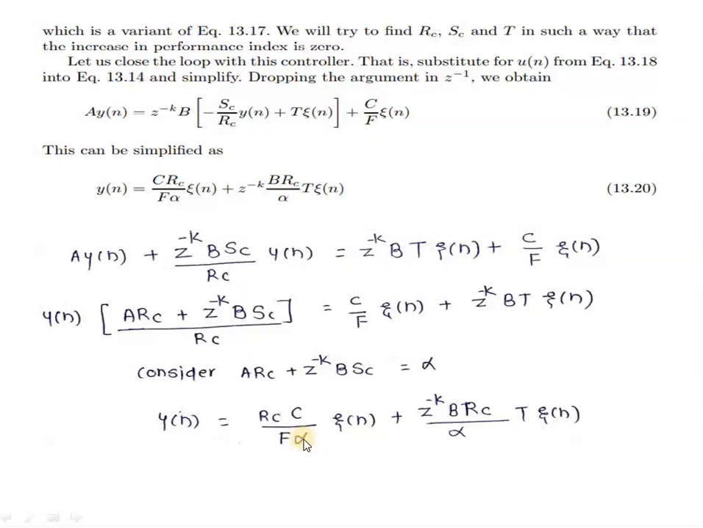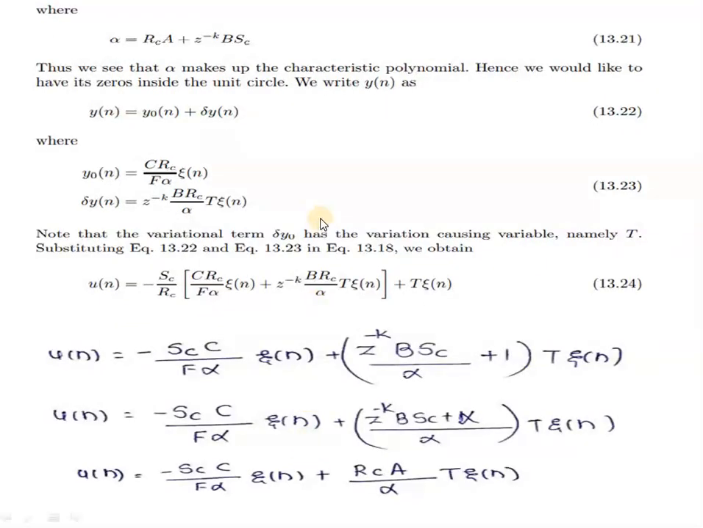Here alpha is in the denominator, and it represents the characteristic equation of the model. Therefore, as alpha represents the characteristic equation, we can say that the zeros of f of alpha, that is zeros of alpha, should be inside the unit circle. Here we write what is meant by alpha, and alpha makes the characteristic polynomial. Therefore we say that its zeros are inside the unit circle.